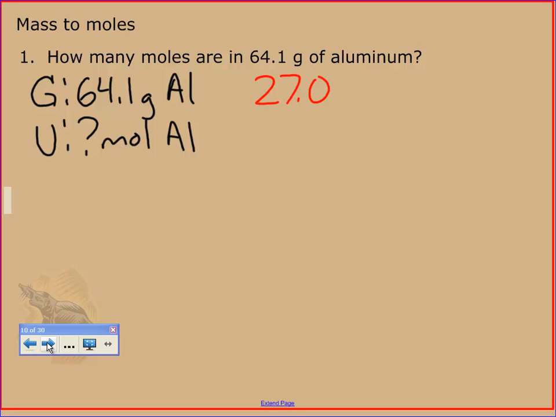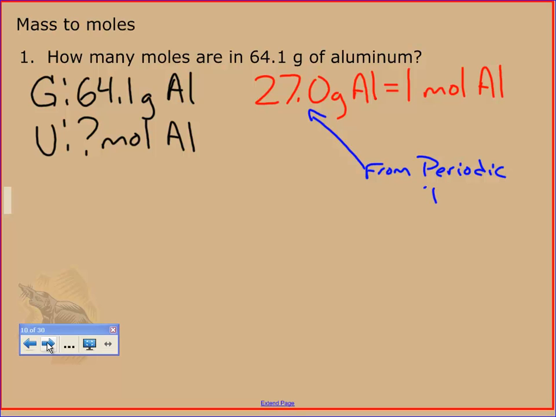What we do need is the gram atomic mass of aluminum. So we look on the periodic table, and we see that the gram atomic mass of aluminum is 27.0. Or you might have written down 26.98 if you rounded it to the hundredths place. That would be okay also. So that number comes from the periodic table. If at any point you're not sure where these numbers come from, look at the periodic table real quick. Check that element, and that is more than likely where it came from.